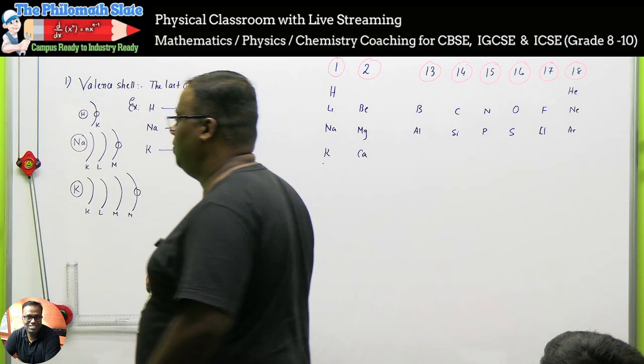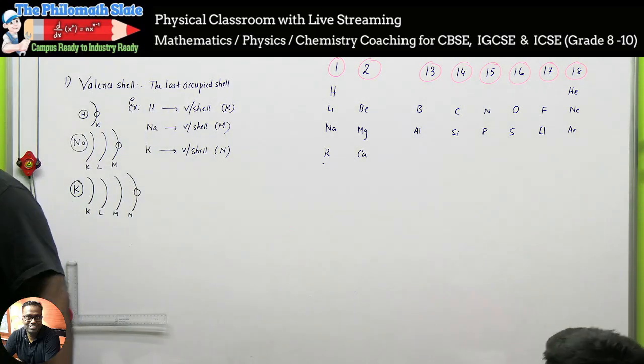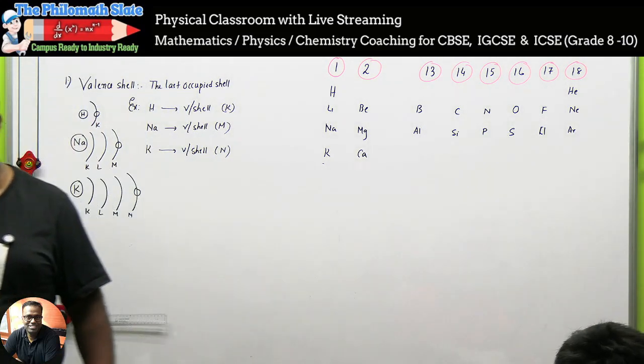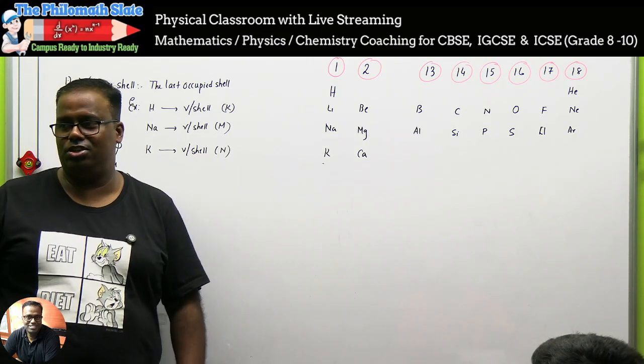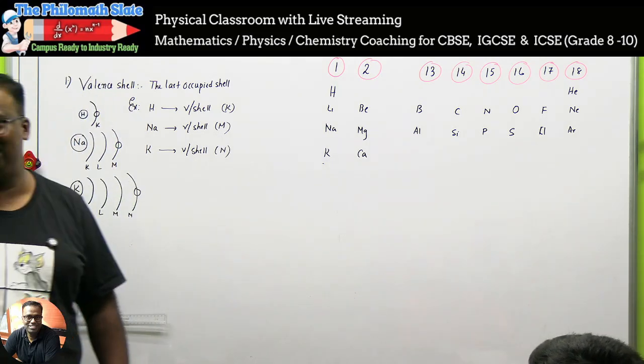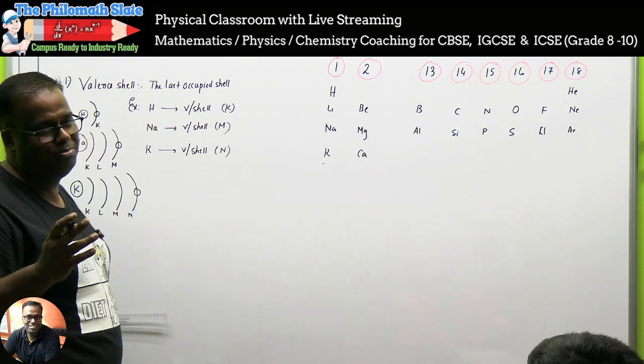Once you have understood the valence shell, do you know what India is? Do you know who is an Indian? One who has Indian citizenship, don't say one who stays in India. Even living outside, you are Indian. One who has Indian citizenship is known as an Indian.